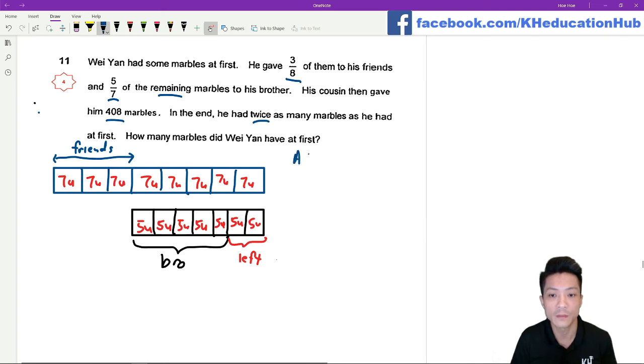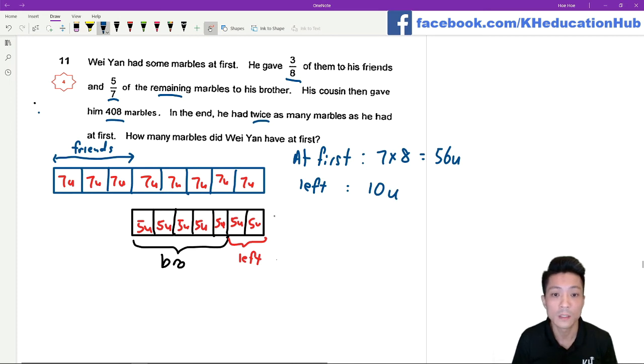Which means that at first, how many units does he have? 7 times 8, which is 56 units. And in the end, he's left with 10 units. In the end, he had twice as many marbles as he had at first, which is 56 times 2, which is 112 units.